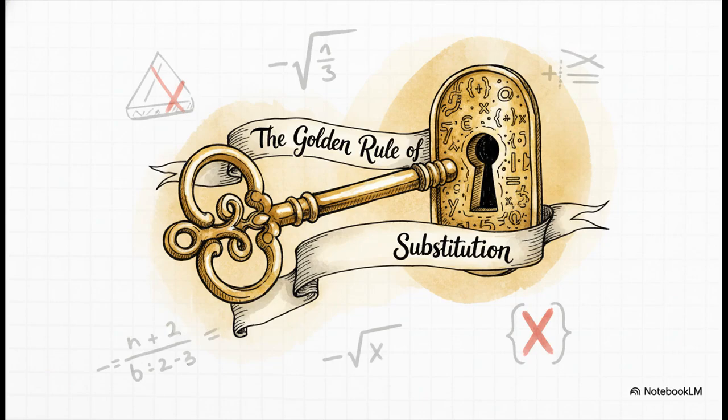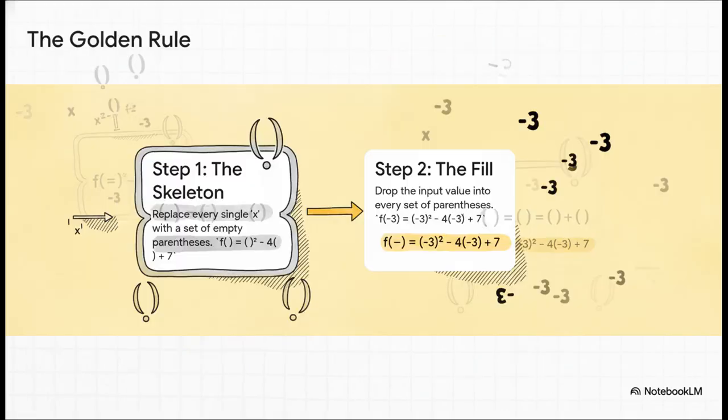Now listen up. If there is one thing you walk away with today, let it be this. I'm calling it the golden rule of substitution. Mastering this one little habit is the absolute key. It will help you dodge all the common mistakes, and honestly, it's going to set you up for major success when you hit calculus. So here it is, the golden rule in 2 simple steps.